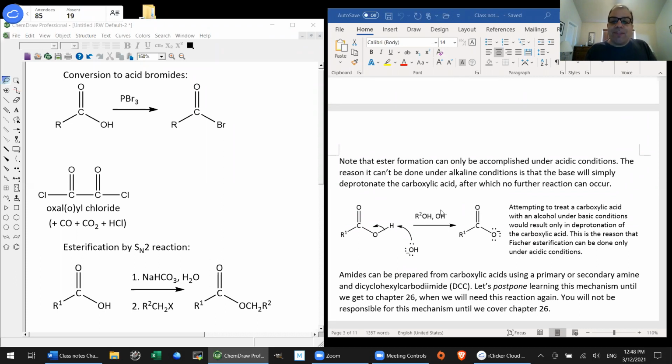Anyways, one other thing I wanted to mention. A common question at this point is, why can you not do this reaction under alkaline conditions? And this is already in your class notes, but I thought I'd just point it out. Well, let's think about that for a moment.